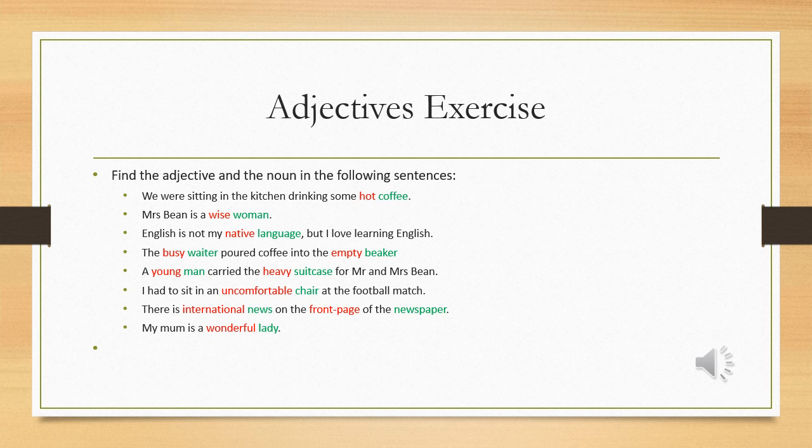So, finding the adjectives, in sentence 1, we were sitting in the kitchen drinking some hot coffee. You should have hot as your adjective and coffee as your noun. In sentence 2, Mrs. Bean is a wise woman. So here the adjective is wise, and for this sentence I've said that the noun is woman. It could also be Mrs. Bean as we're describing Mrs. Bean.